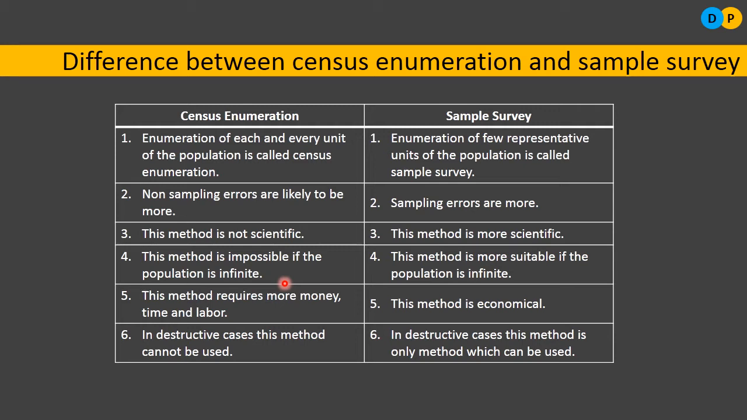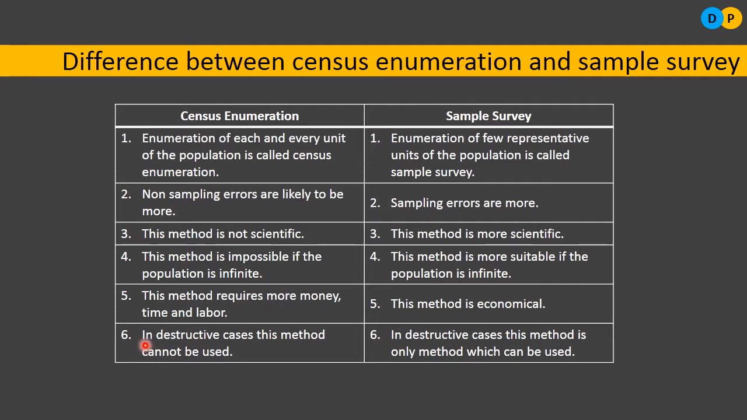Next, the fourth difference on the sample survey side is that this method is more suitable if the population is infinite. If the population is very vast, very infinite, then it is better to go with sample survey, where we choose a few units. On those few selected units we can conduct our survey.